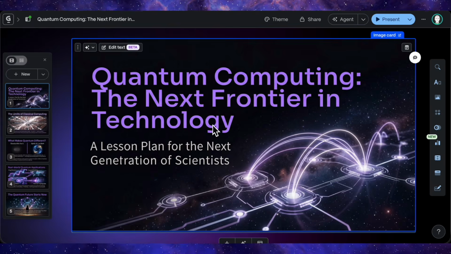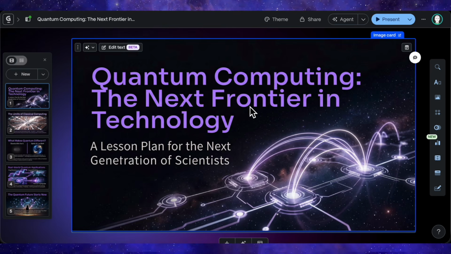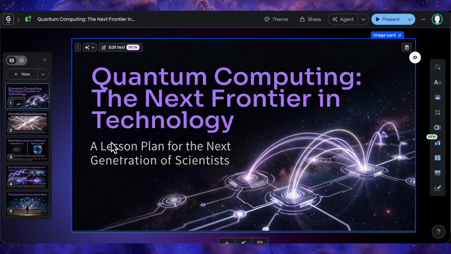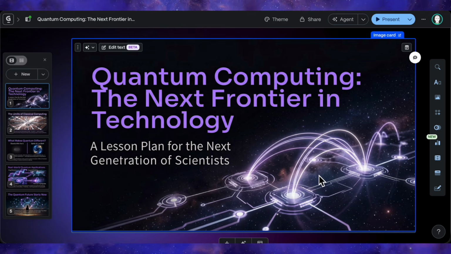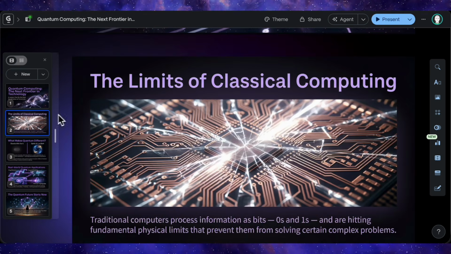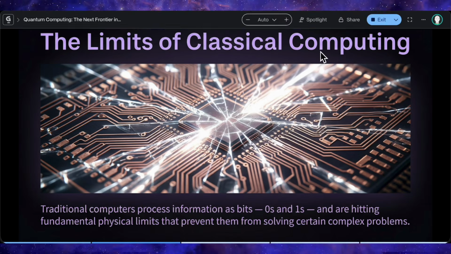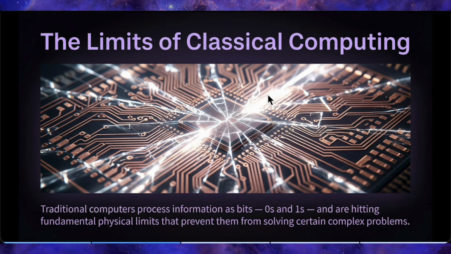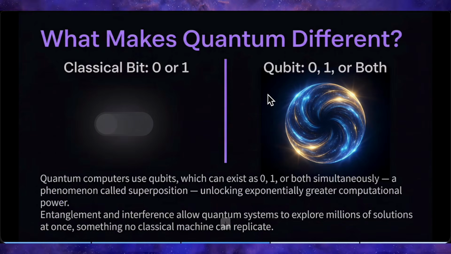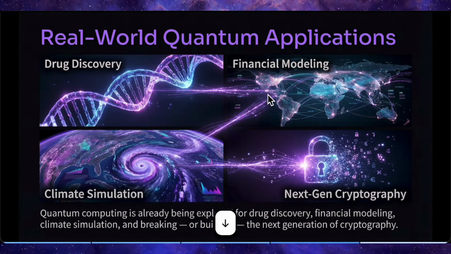And look at this, 5 slides fully generated. The headline reads Quantum Computing, the Next Frontier in Technology, and the imagery Nano Banana 2 produced is stunning, not stock photo generic, but stylized contextual visuals that actually belong in a tech presentation. Each card has its own unique image, a clean title, and a supporting explanation.